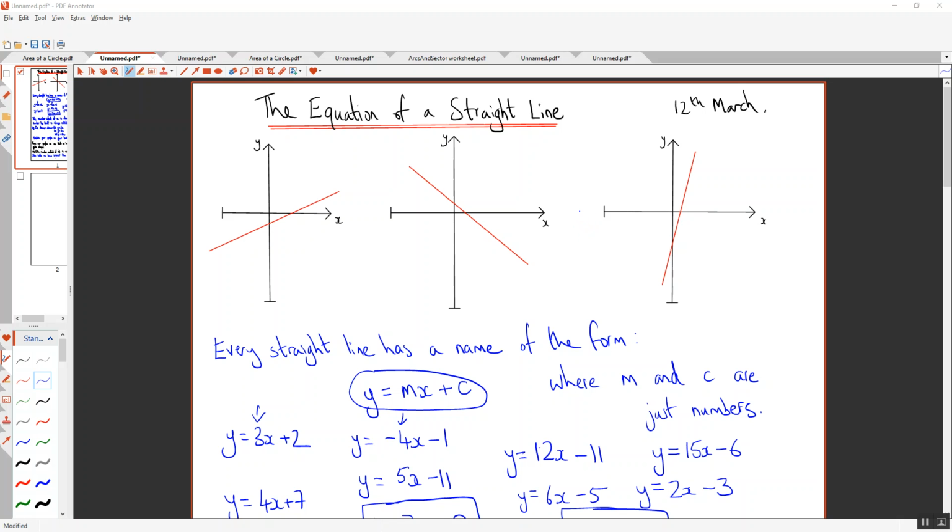Alright, so today is Tuesday the 17th of March, and this is what we did last week. We were looking at the equation of a straight line.